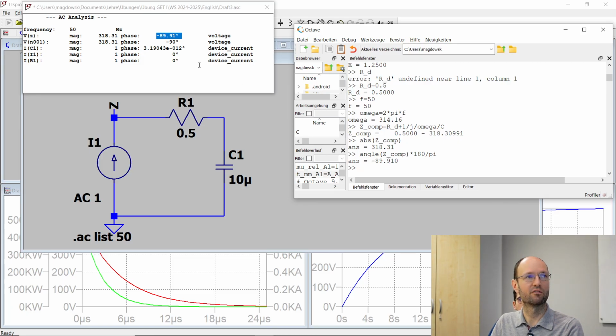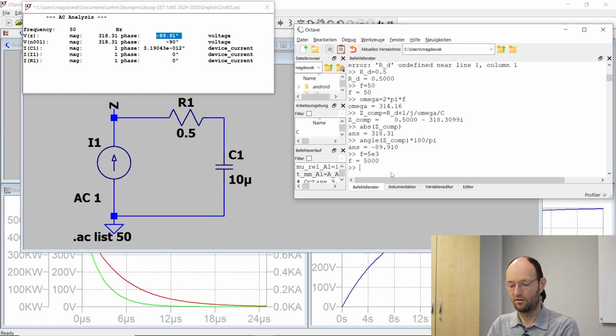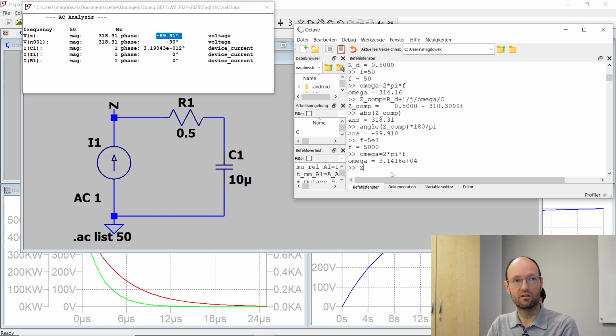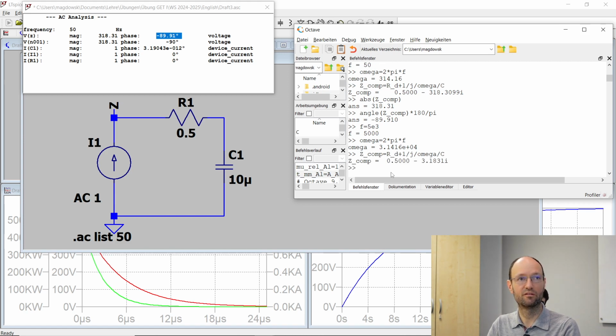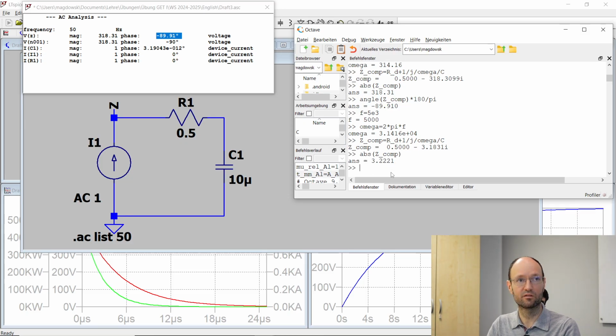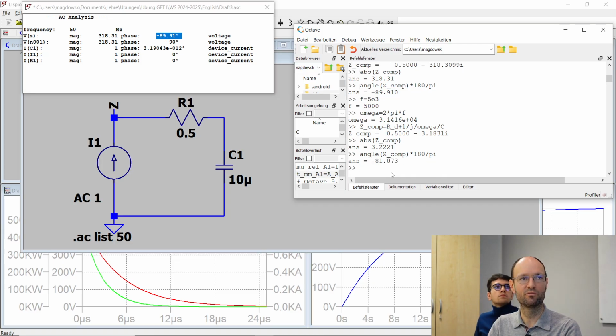And okay, now you could say this is some coincidence, so let's try it. This is probably the last thing that we will do for today because we don't have much time. Let's try it for a different frequency. Let's go to 5 kilohertz, for example. And so we need to recalculate omega, recalculate the complex impedance, calculate the magnitude, which is now much smaller, of course, because if you go higher in frequency, the capacitor will go more into a short circuit, and the angle is also getting smaller.